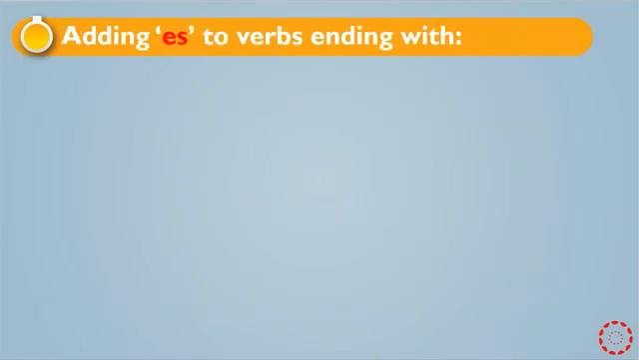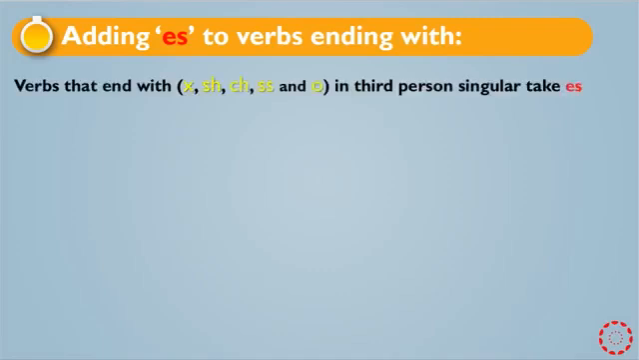Sometimes instead of using only s, we have to add es to the end of the verbs. When should we use them? Verbs that end with the letter x, sh, ch, s, and o, in the third person singular, take es.